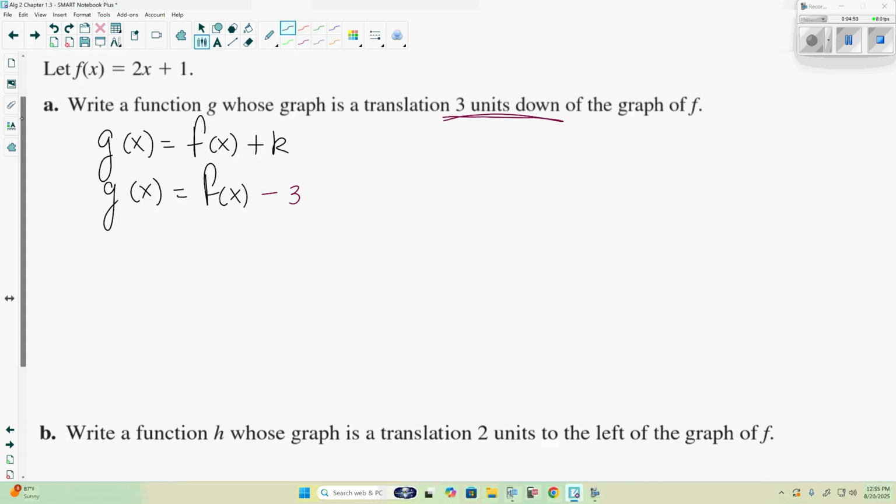Questions on what we've done so far? Now we do need to replace f of x with its function. Because f of x, we're going to plug x into f of x. Well, that means in every x in 2x plus 1, we're going to replace with x. I'm replacing x with x.